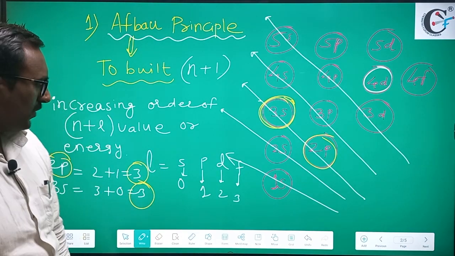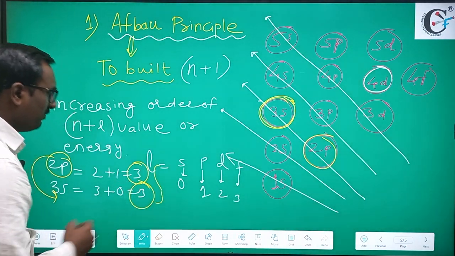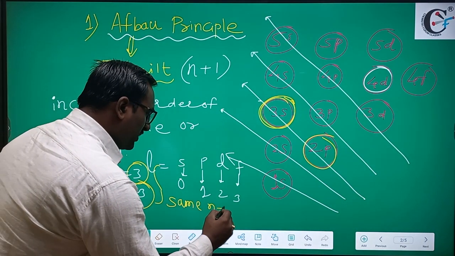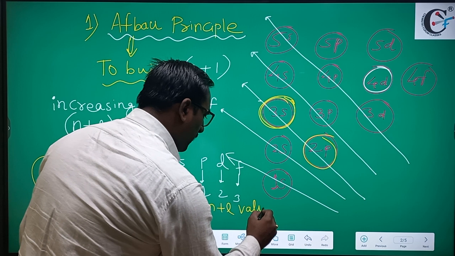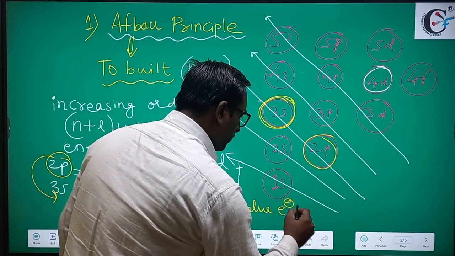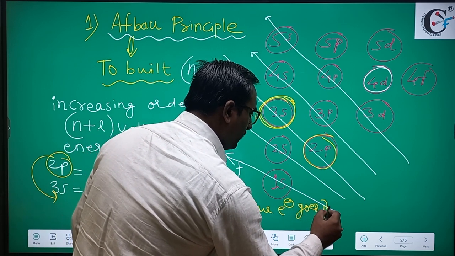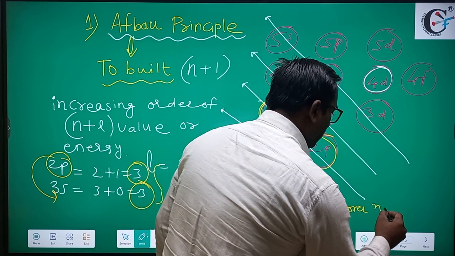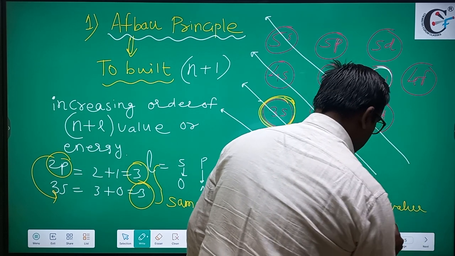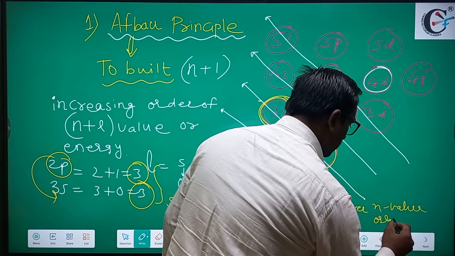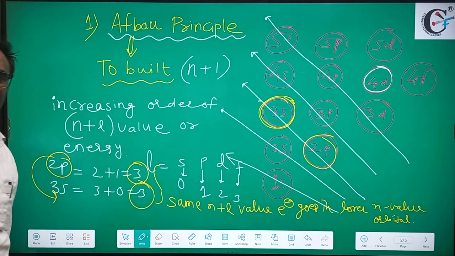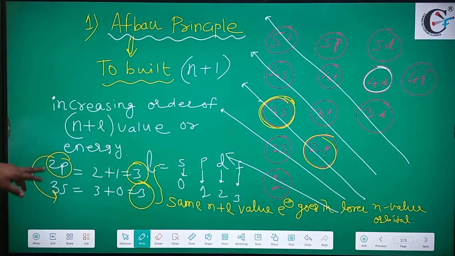Why? Because though they are having same n plus l value, if we have same n plus l value, electron goes in the lower n value orbital. Whichever n value is lower, the electron goes there first. Consider n value.